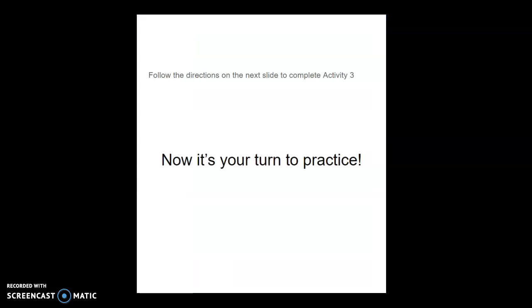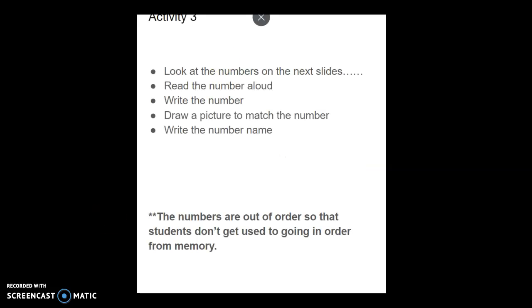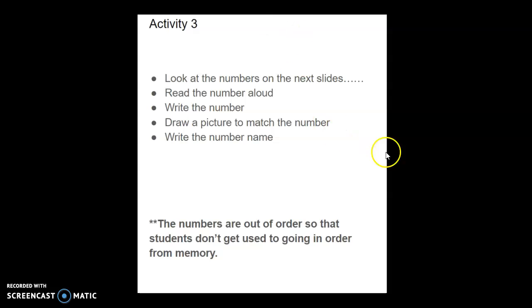Now it's your turn to practice. Follow the directions on the next slide to complete Activity 3. Activity 3. You're going to look at the numbers on the next set of slides. You're going to read the number aloud to yourself. You're going to write that number on a piece of paper. Then you're going to draw a picture to match that number.